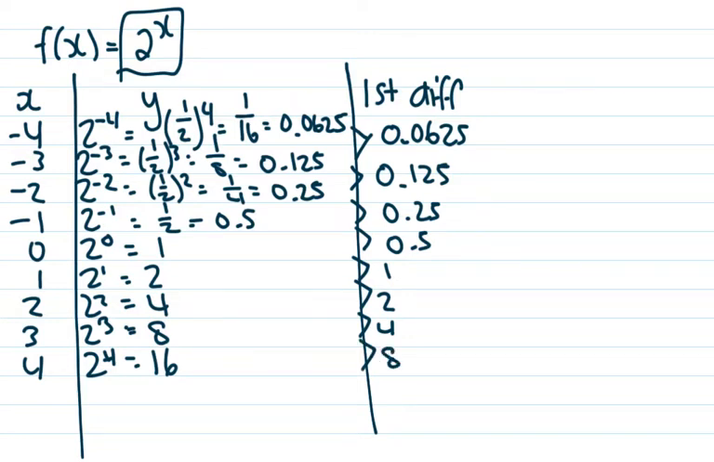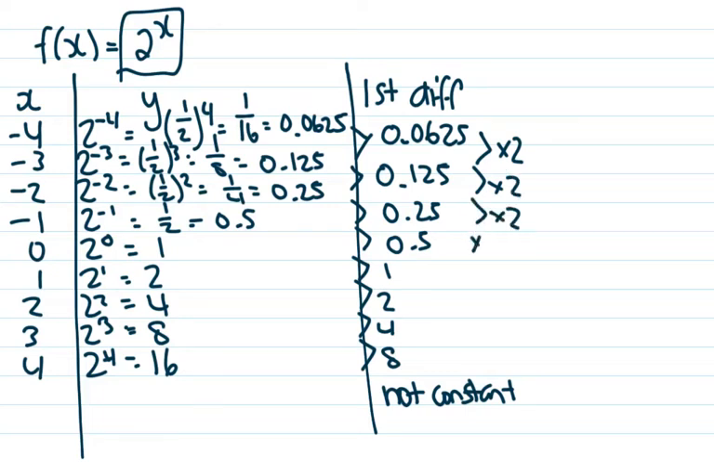So these are not constant, but do you notice the pattern at all? The pattern is actually that we're multiplying by 2 each time. And that's important later. Just note that for now.